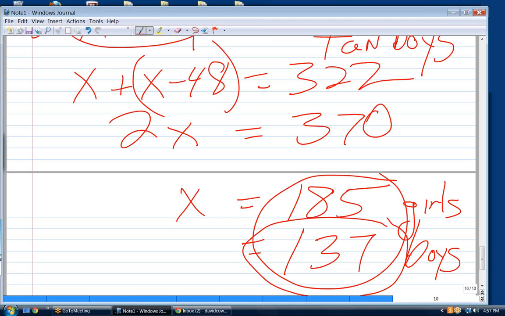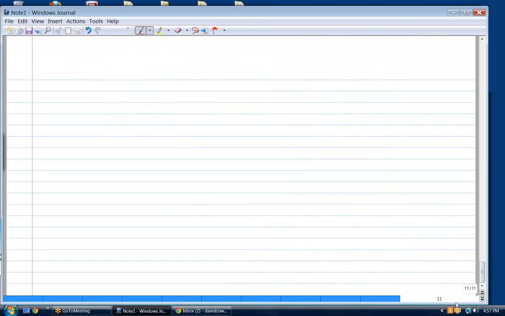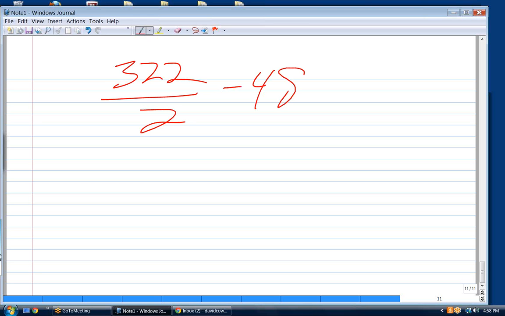Yeah. So, why do we have to use that? Because wouldn't another way to do this equation be 322 divided by 2 minus 48 equals boys, and then 322 divided by 2 equals girls?